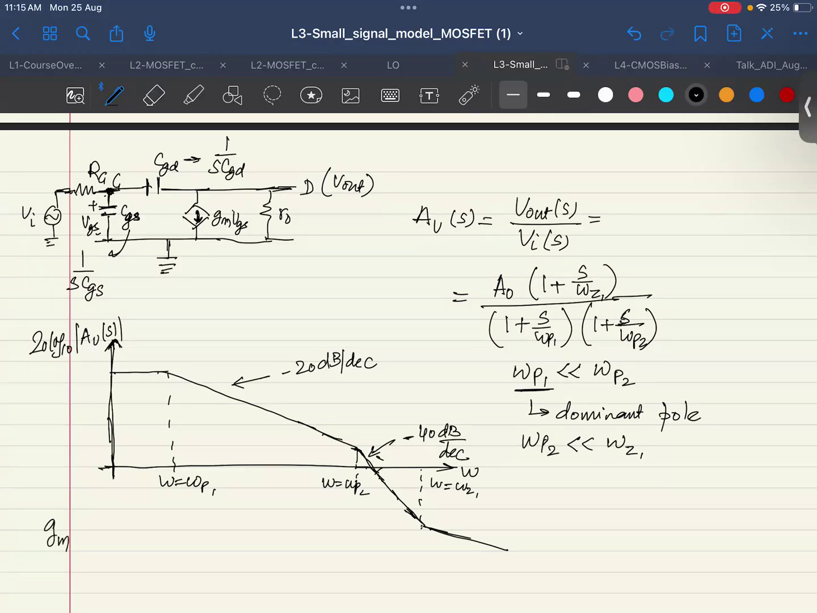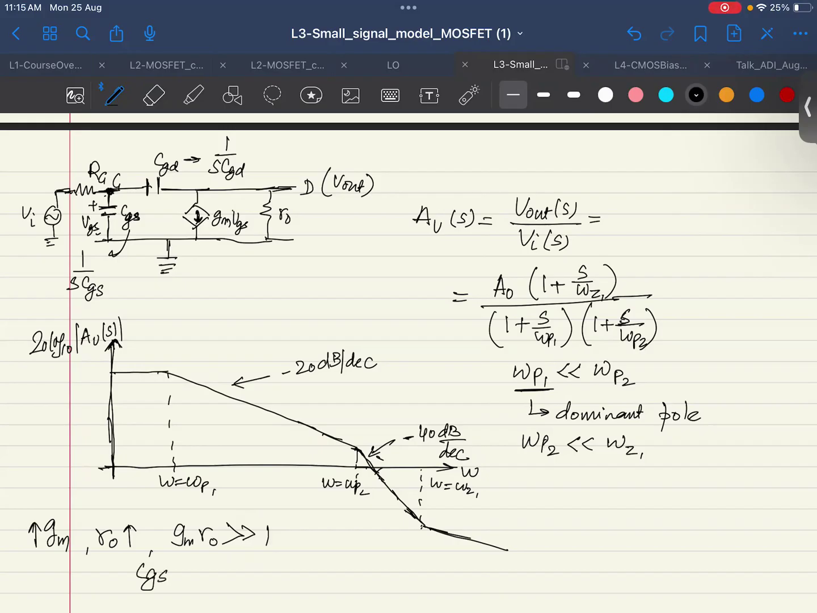gm you already know, right? gm you are going to get. r0 also you know, it is typically high. So gm r0, the intrinsic gain, is much higher than 1, right? This you know.